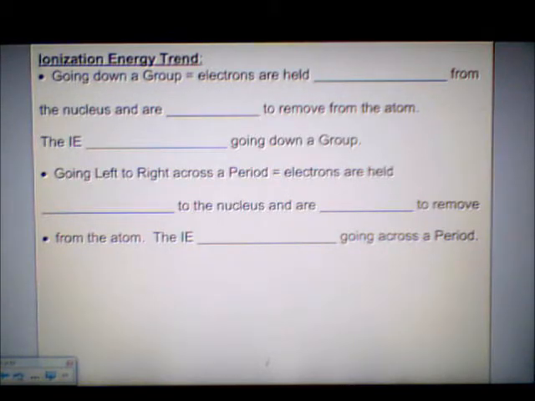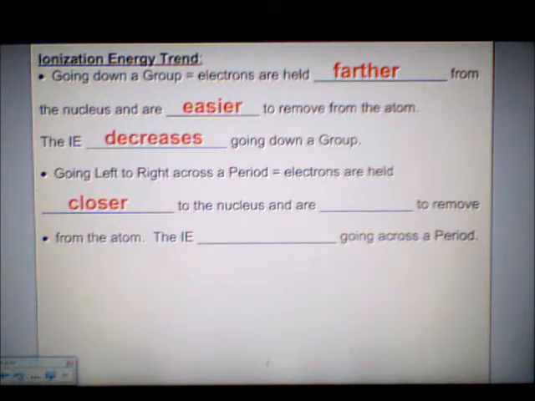On your note sheet, the ionization energy trend then is that going down a group, electrons are held farther from the nucleus and are therefore easier to remove from the atom. So the ionization energy decreases going down a group. Going left to right across a period, electrons are held closer to the nucleus and are then harder to remove from the atom. And the ionization energy is going to definitely increase going across a period.